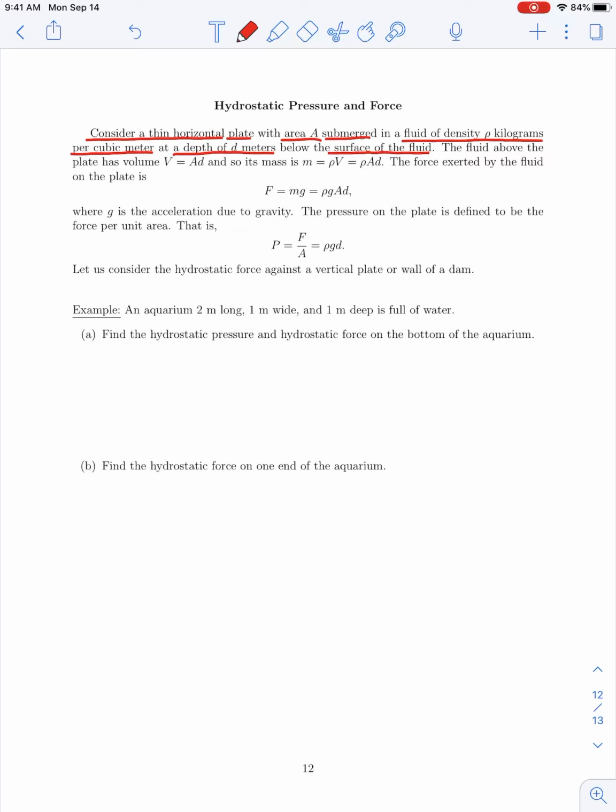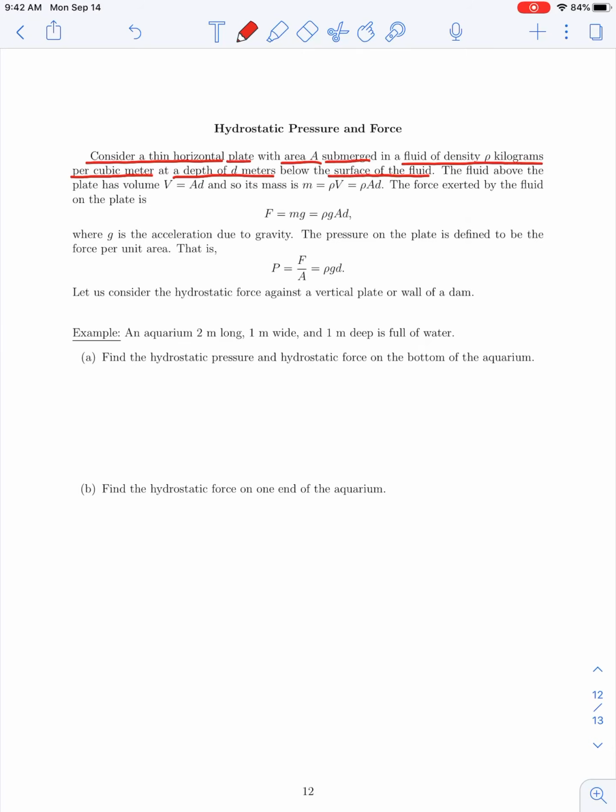So we know, of course, if we submerge something below the surface of a fluid, the deeper that we submerge it, the more pressure or more force is being imparted by the fluid. So that's our question: what is the hydrostatic force acting on some plate which has been submerged in a fluid of given density? So let me illustrate this as follows.